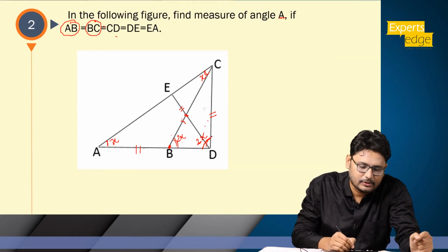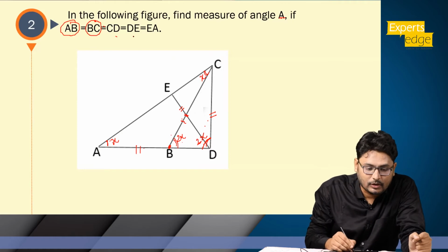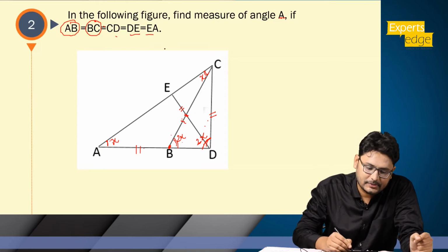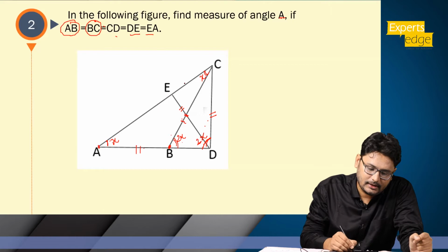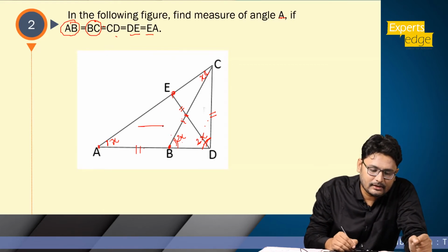CD is also equal to DE. Then in that case, and also ED is equal to EA. Just let me see. This is EA, and this is ED. Great. So I can see EA and ED.